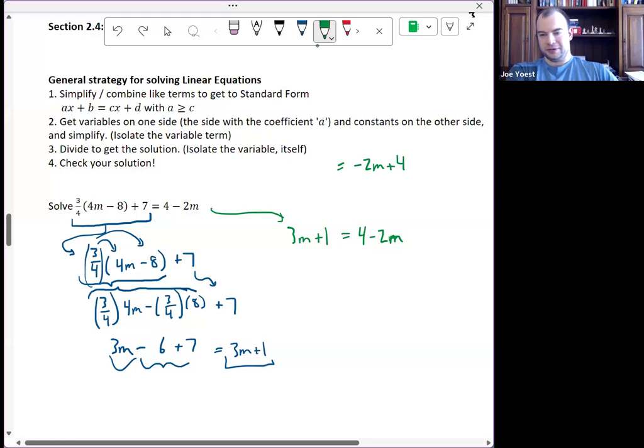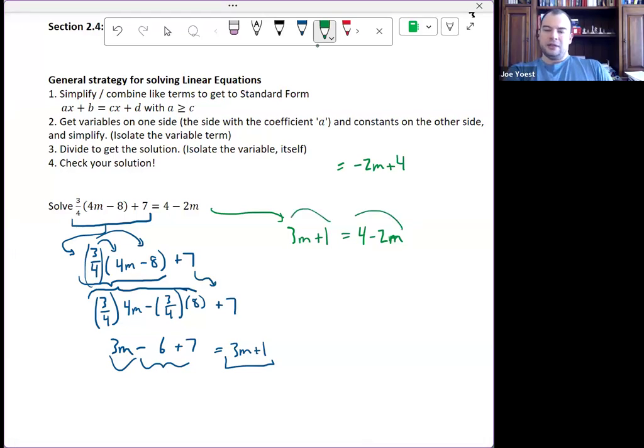Okay, but at this point I have each side simplified. I have a variable term and a constant term on each side of the equation. So I've kind of got one checked off here. I've got everything simplified, combined, etc. I'm in this kind of standard form. I wouldn't worry too much about this A bigger than or equal to C kind of deal, at least not at this point.